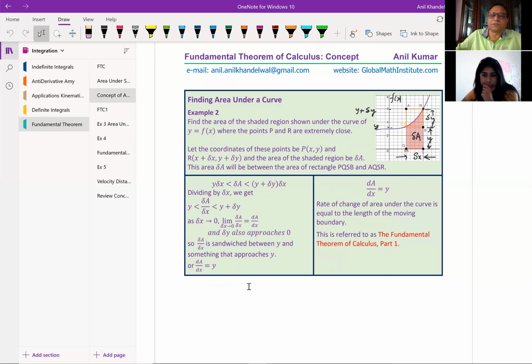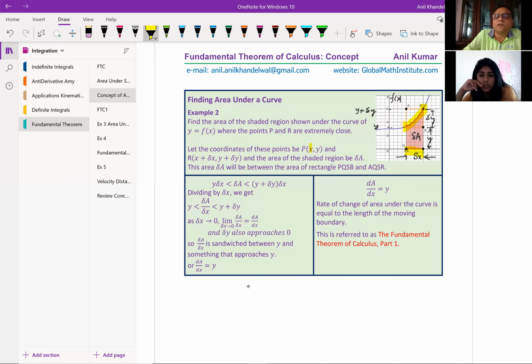Well, let's take a general case. Now, in this general case, example 2, we'll find the area of shaded regions shown under the curve y equals f of x, where P and R are extremely close. So we're just taking any 2 points which are very close and a general function f of x, right? So we've taken P and R as 2 points. Any function f of x, not a straight line necessarily. Okay. In that case, since these 2 points are very close, I'm assuming them to be just delta x away. Delta x means very, very small, right?